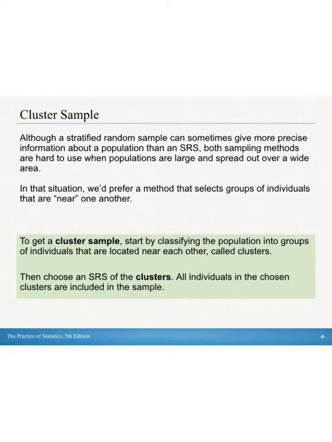So a stratified random sample breaks things into strata first. A cluster sample looks more almost geographically; you can think about it in terms of that. When populations are spread out over a wide area, cluster sampling helps. To get a cluster sample, we're going to classify the population into groups of individuals that are located near each other, called clusters. And then we're going to do an SRS of each of those clusters.